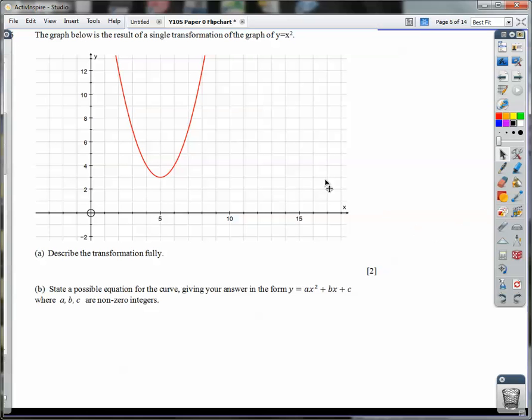Now, in question 6, you're asked to describe the transformation that would map the graph of y equals x squared onto this graph that's shown on the page. Now, the graph of y equals x squared goes through the point 0, 0, and in fact, it does something like this. 3, 9. Okay, so this is a graph of y equals x squared.